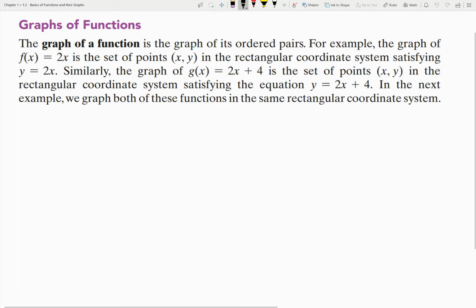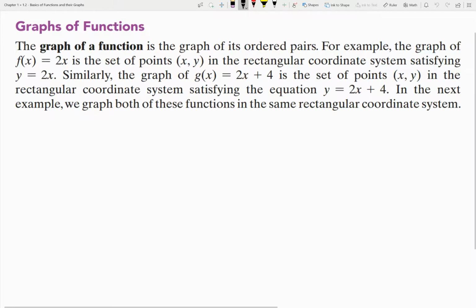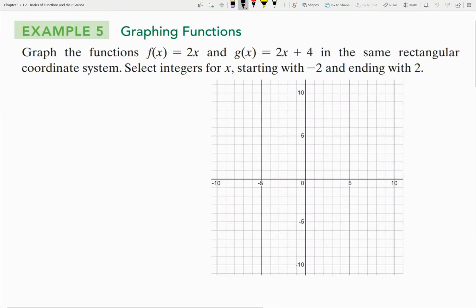Same thing for 2x plus 4. Okay. Let's graph both of these actually. So I'm going to graph them all with integers between -2 and +2. And again, like the first section, we're not going to use any fancy tricks here. We're just going to make a table. So we're going to go from -2, -1, 0, 1, and 2.